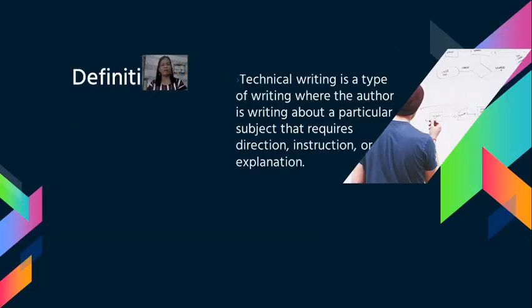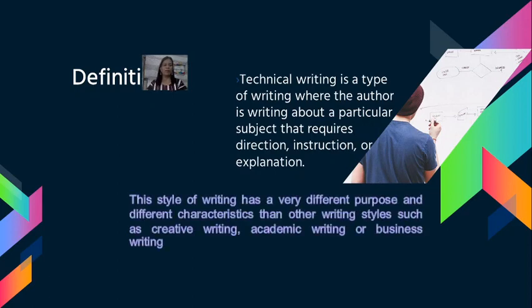So here let's define first what technical writing is all about. Technical writing is a type of writing where the author is writing about a particular subject that requires direction, instruction, or explanation. This style of writing has a very different purpose and different characteristics than other writing styles, such as creative writing, the one you made, your essays, reflection paper, etc. Those are also part of academic writing or business writing. All right. So that is a difference between other forms of your writing and technical writing.